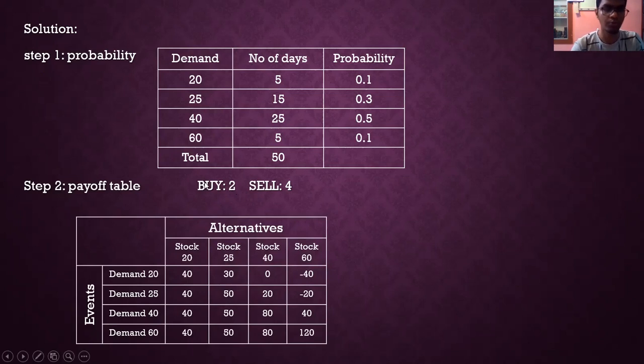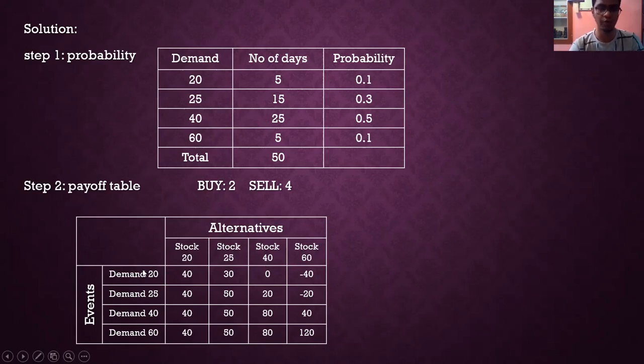Now we'll look into the payoff table. The payoff table will look somewhat like this. First we have to write events. Events are nothing but demand. Here we have four demands: demand 20, demand 25, demand 40 and demand 60. Then we have alternatives. Alternatives are nothing but stock 20, stock 25, stock 40 and stock 60. So now we have events as well as alternatives.